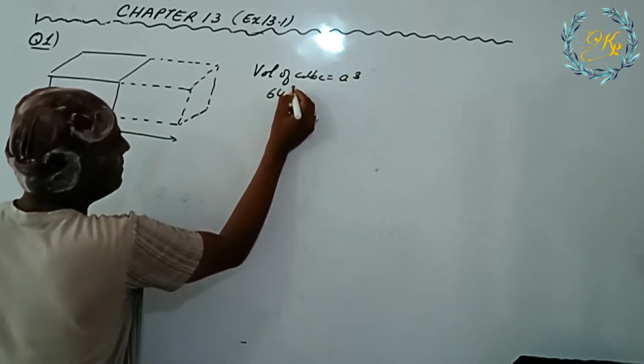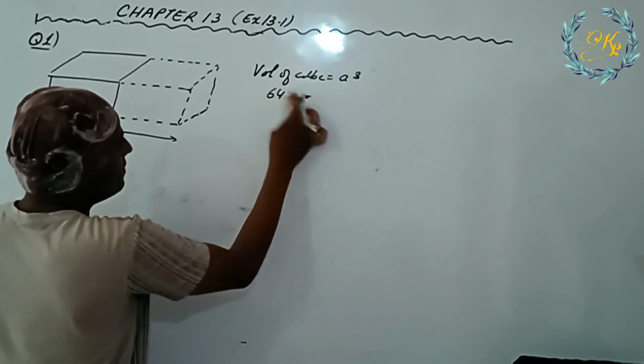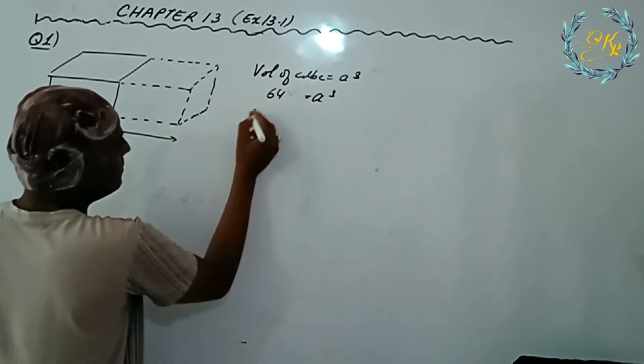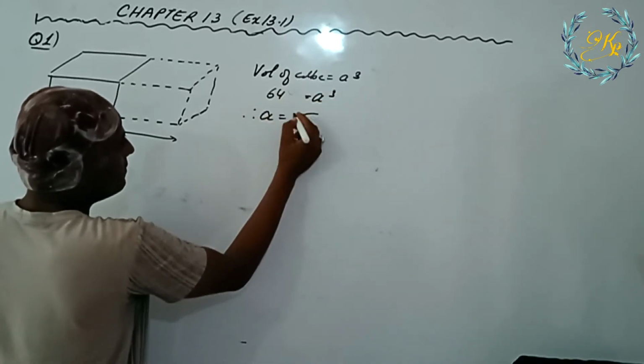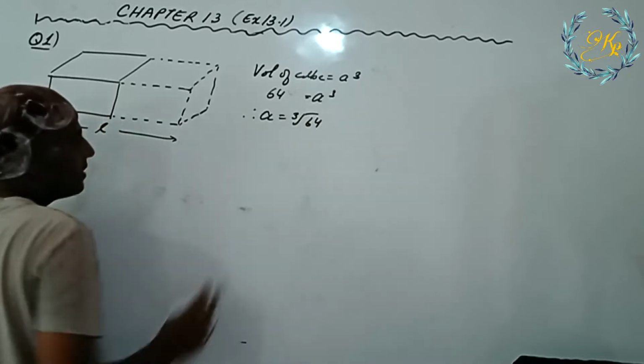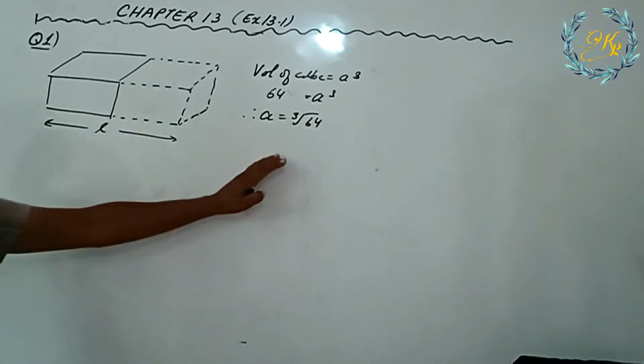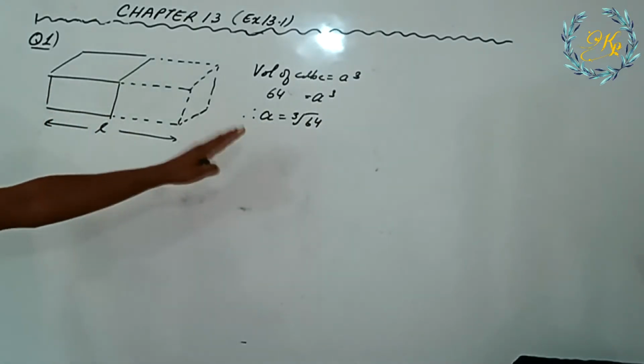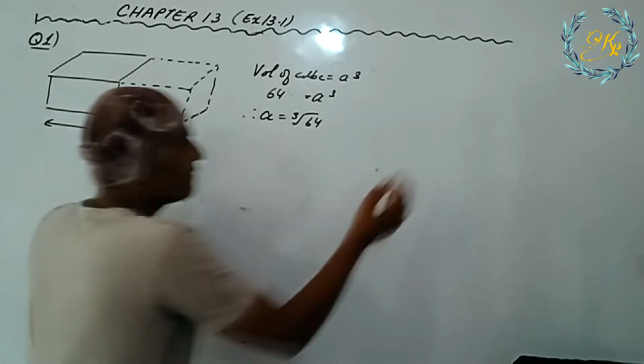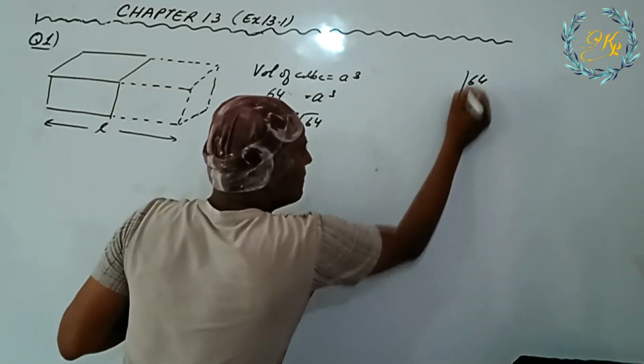What is the volume of cube? The value is 64. 64 is equal to a cube. Therefore, a is equal to cube root of 64. Now, many of us don't know how to find the cube root of 64. So, we will find it using the LCM method. First, we will find the value of a.